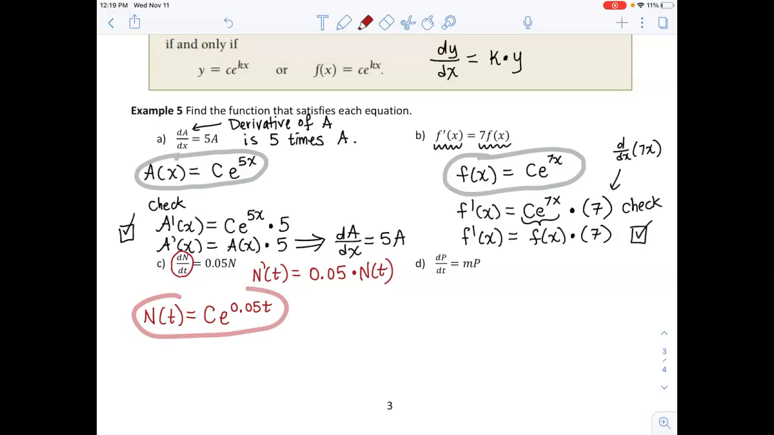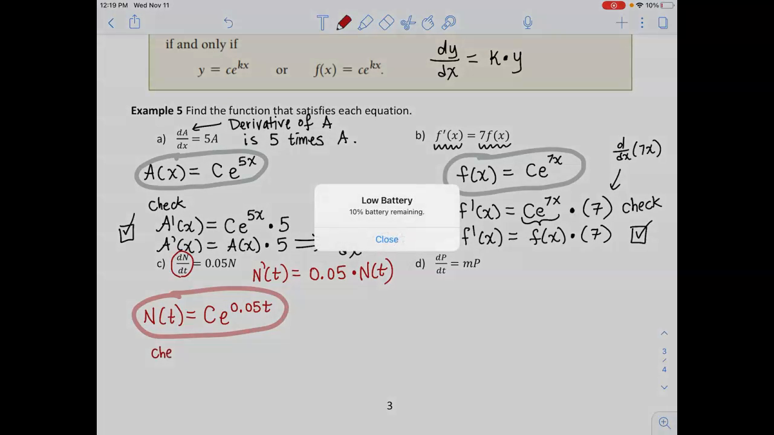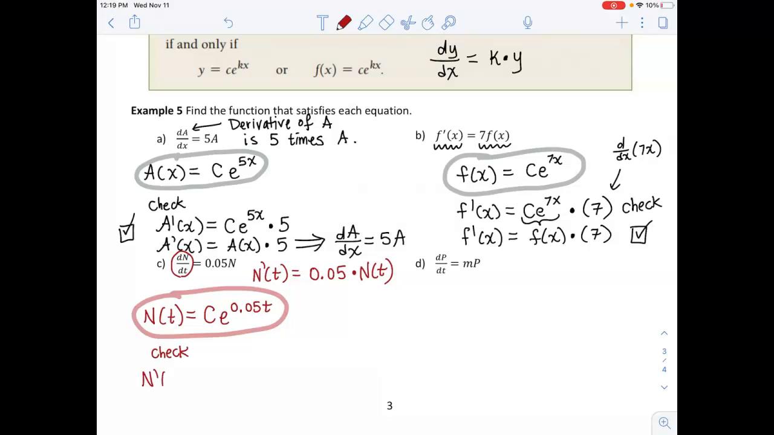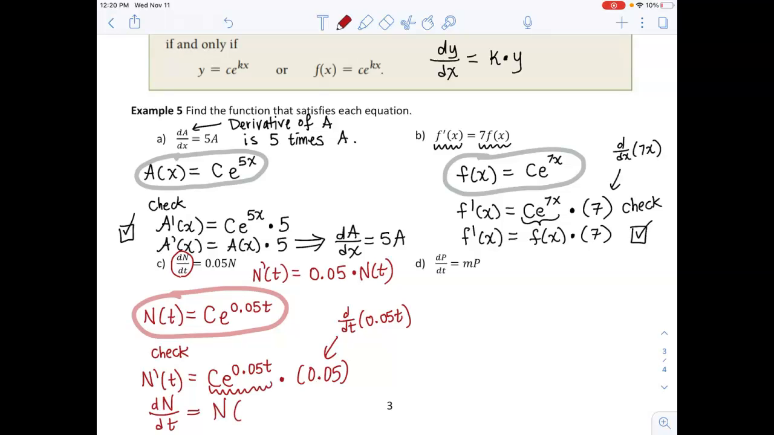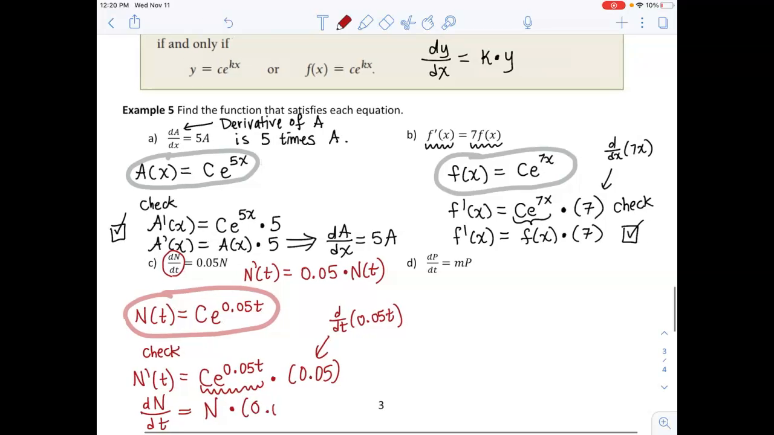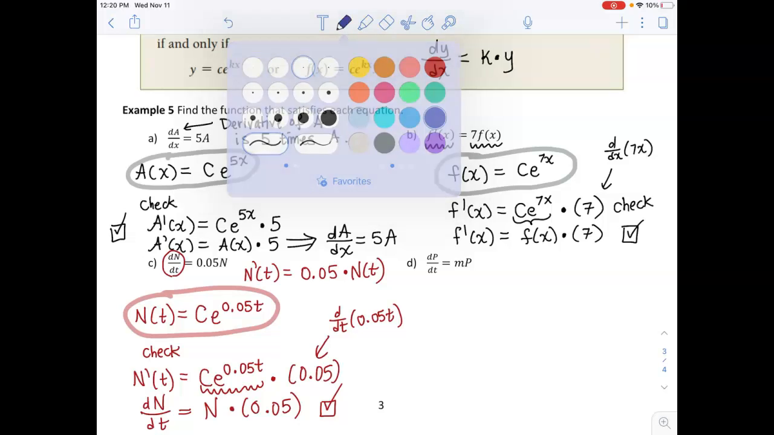And I think you guys should write something down. Like, oh, all right, I'm going to try to write this down. And then you can check by actually finding N prime of t. I copy down the exact same function, and then I multiply this by 0.05. Why? Because 0.05 is the derivative of 0.05t. So that is saying dN/dt is equal to, now what is this? This is N of t, N times 0.05, and this is what they wanted. So because we practiced finding the derivative of an exponential function with base e, and we got really good at it, hopefully we can go ahead and do this backward thinking.